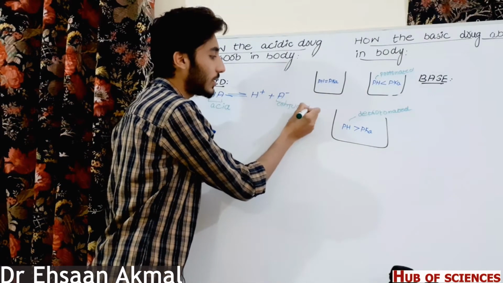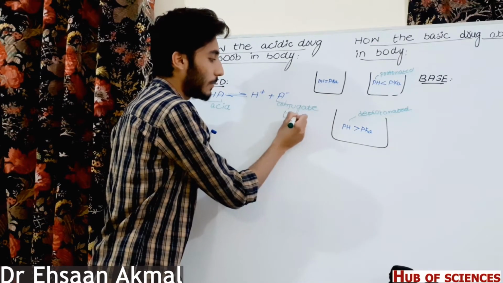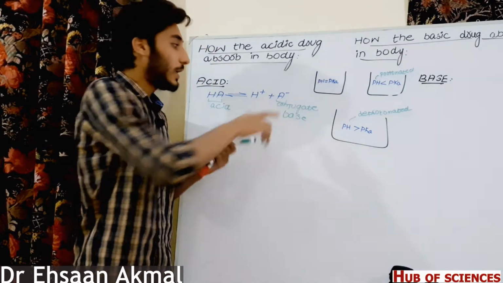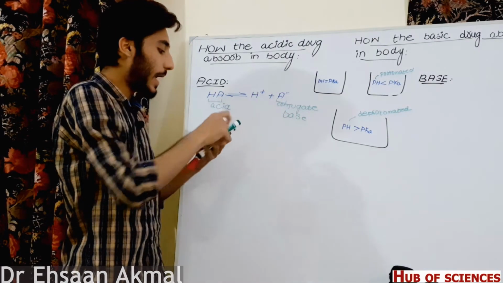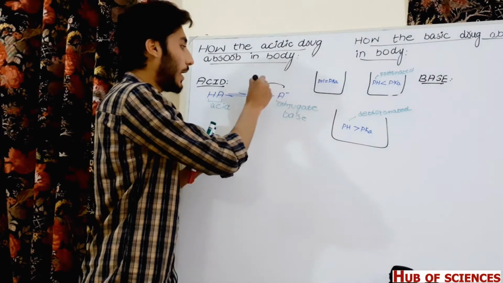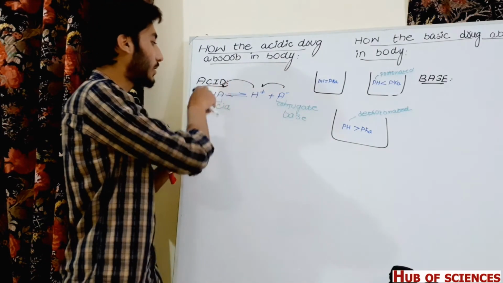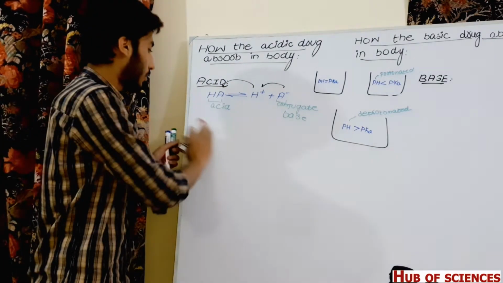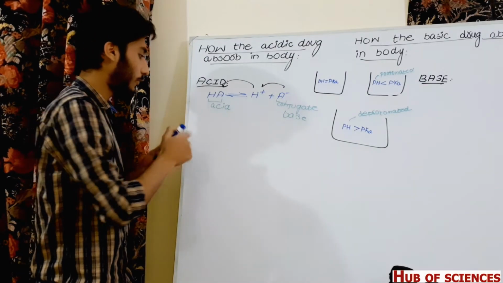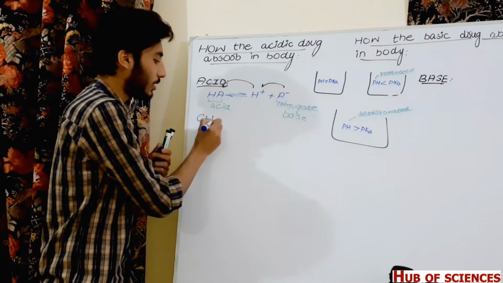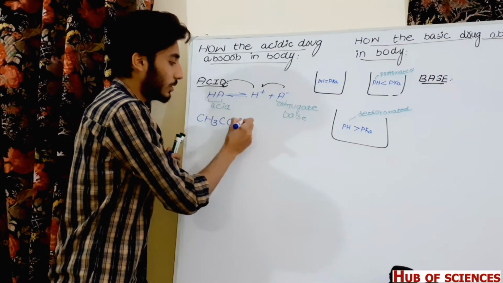Why do we call this the conjugate base? Because now it has the affinity, or the tendency, to accept back the hydrogen ion and form the acid HA. Now consider an acid, acetic acid. This is the formula of acetic acid, CH3COOH.